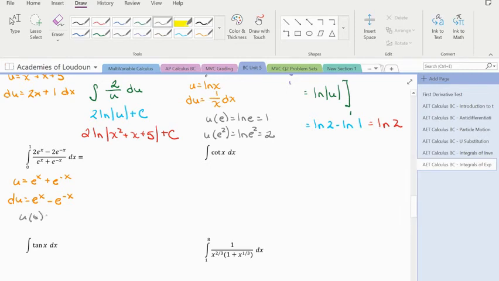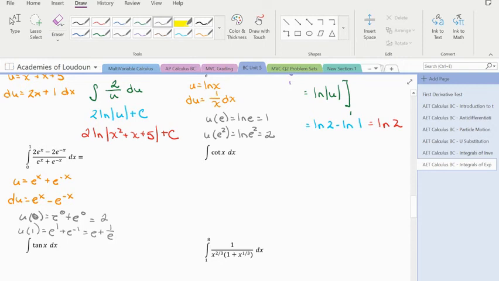u of 0 is going to be e to the 0 minus e to the 0, which will then just be 0. I apologize, that should be a plus: e to the 0 plus e to the 0, which is going to be 2. And then u of 1 is going to be e to the 1 plus e to the negative 1. So we have e plus 1 over e.